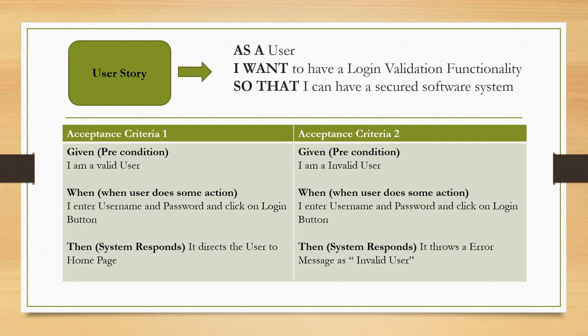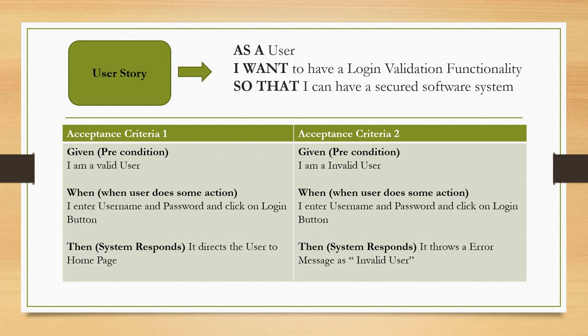Now, say in this example, the user story is: as a user, I want to have a login validation functionality so that I can have a secure software system. Say, for example, this is a school management software where the admin is trying to log in. So when the admin tries to log in, his login credentials should be validated. How to write a user story, I have explained in my previous videos. You can please go through it.